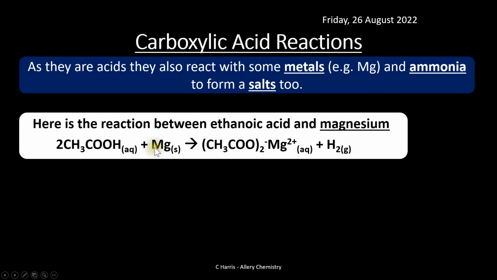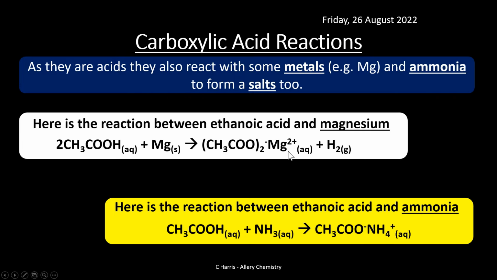Like with a lot of metals reacting with acids, they will always produce hydrogen gas, and obviously the salt here as well. And the reaction between ethanoic acid and ammonia is here. So you've got ethanoic acid plus ammonia, and that will form your ammonium salt. Remember, when you react ammonia with an acid, you'll always just form a salt. You won't actually produce any water with it.